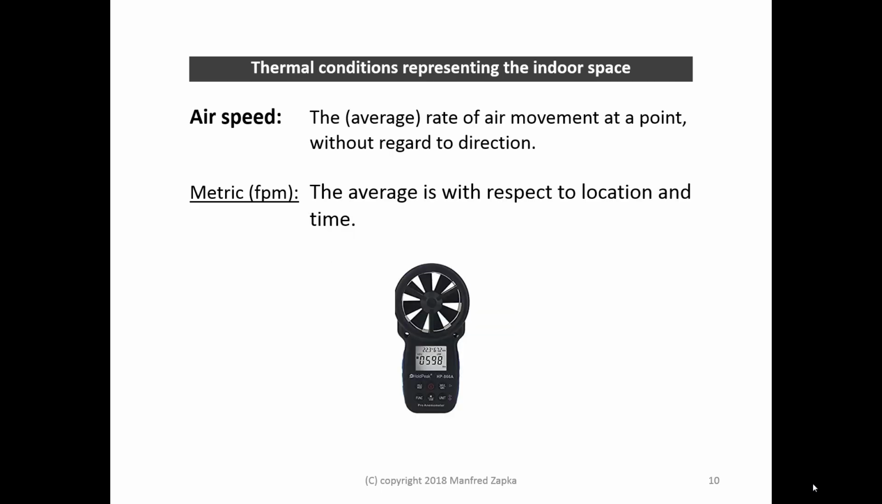The next condition here is airspeed, and we say the average rate of air movement at a point without regard of direction. So it only signifies the velocity of air which goes over our body, and we really don't care if it's going from right to left or left to right. The cooling effect increases with the speed of air going past our body. And the metric here is usually feet per minute.